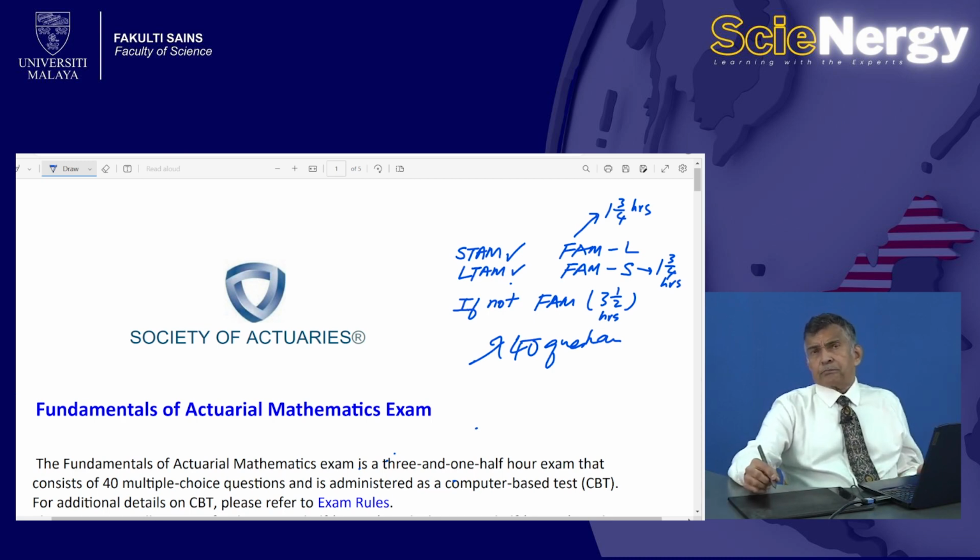basically, one exam is about life insurance mathematics. That's long term. And the other exam is S, which is short term mathematics, where we are dealing with what, in this part of the world, we call general insurance. In the US, they call it P&C, property and casualty insurance. So we have short-term mathematics, FAM-S, and we have long-term mathematics, which is FAM-L.